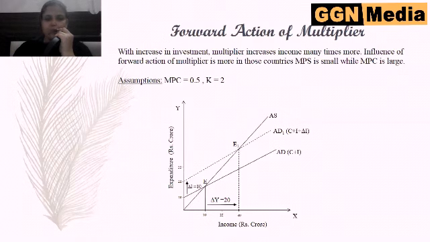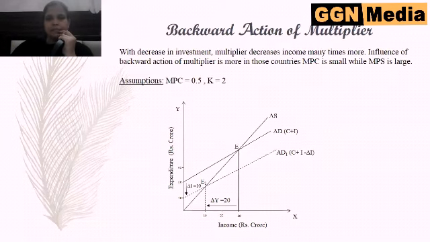At E1, the income is equal to 30 crore rupees. It means you will move from 10 crore rupees to 30 crore rupees. 30 minus 10 is equal to 20. It means as a result of change in investment of 10 crore rupees, there is change in income of 20 crore rupees. It means multiplier is equal to 2. This is considered as forward action of multiplier. Next is backward action of multiplier.